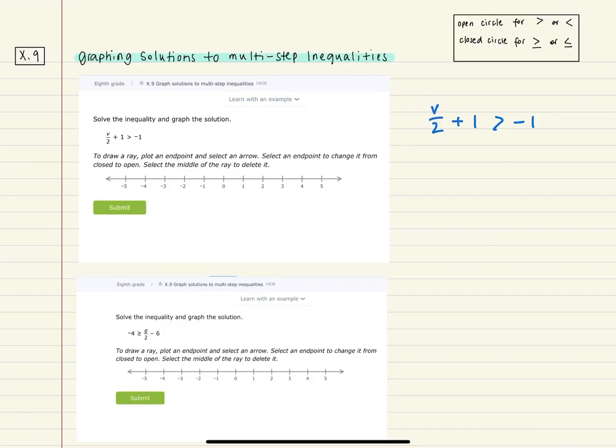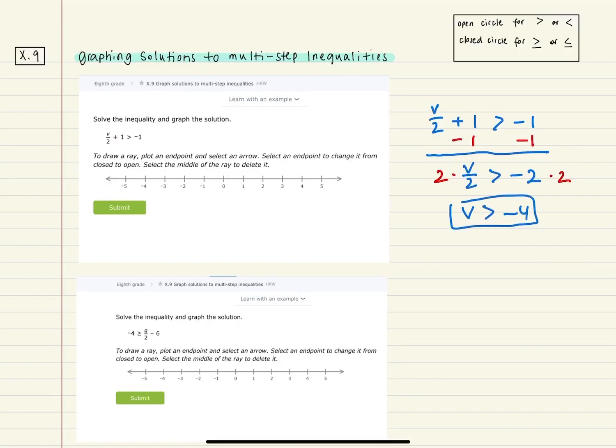So again, we want to get the variable alone. We're going to get rid of this plus 1 first. Remember, division or multiplication should always be done at the end. So always first get rid of the constants. So we have v over 2 is greater than negative 2. Then we are going to multiply both sides by 2 to get rid of this denominator. And this gives us that v is greater than negative 4.